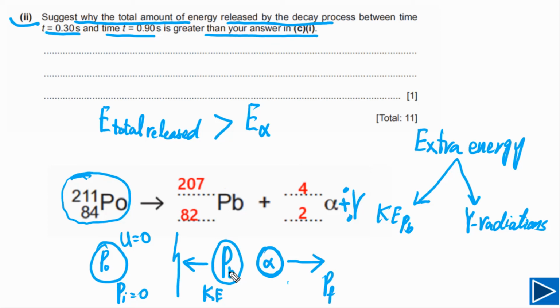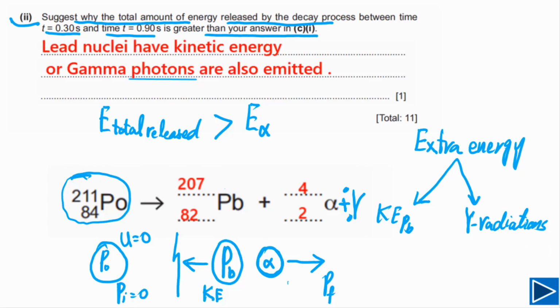You can write any one of them. Let me show you how you can write down the answer. You can say it becomes kinetic energy of Pb, or you can say it is released in the form of gamma radiations, or gamma photons. Any one point you can write down. So this is how you can write down your answer. This question has 1 mark. If you write down that lead nuclei have kinetic energy, you will get 1 mark. Or if you write down that gamma photons are also emitted, so the extra energy is the energy of gamma photons, you will still get 1 mark. So this is how we can answer this type of problem.